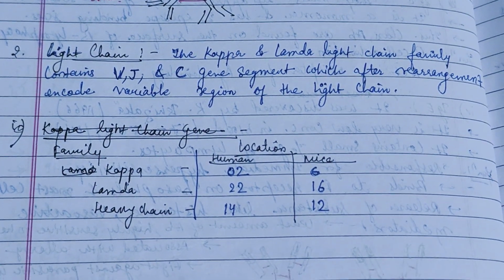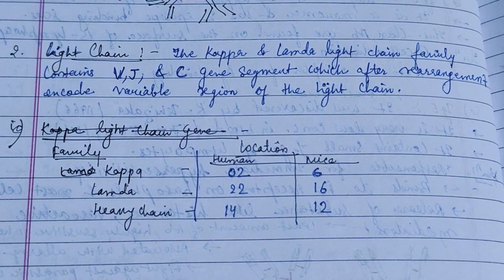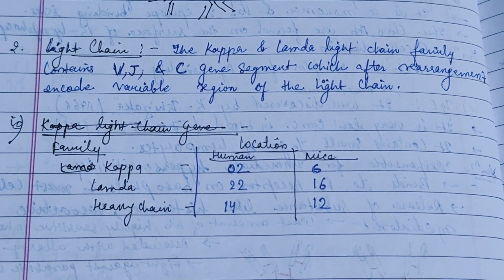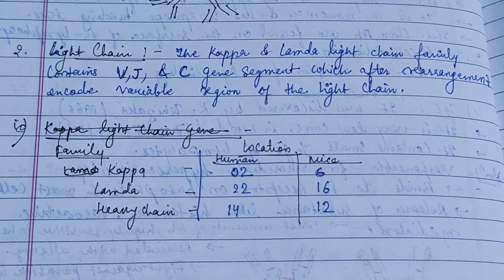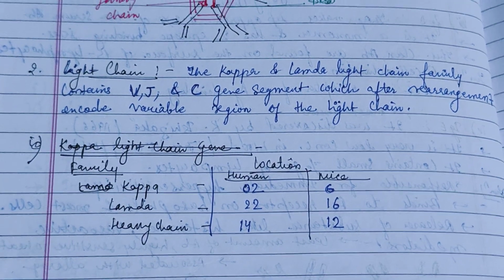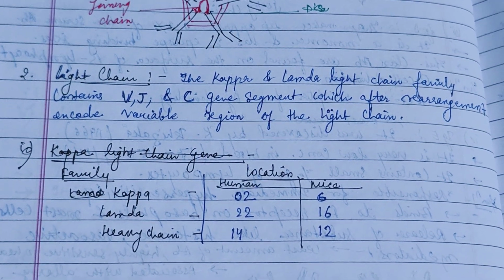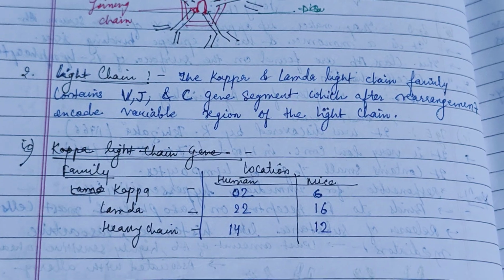The light chain, the kappa and lambda chain families, contain V, J and C gene segments, which after rearrangement encode the variable region of the light chain. We have already seen in detail the light chain and the heavy chain in the previous videos.